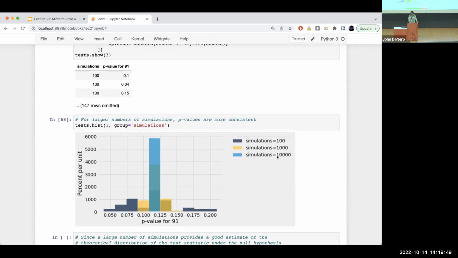It turns out that by simulating 10,000 times, we always get a p-value that's right around 11%. But if you're simulating only 100 times, that's in the dark blue, we get p-values all over the place, everywhere from 5% to 20%. So the importance of a large number of simulations is to make sure that you have a stable p-value when you run your simulations. So you pick a big number.